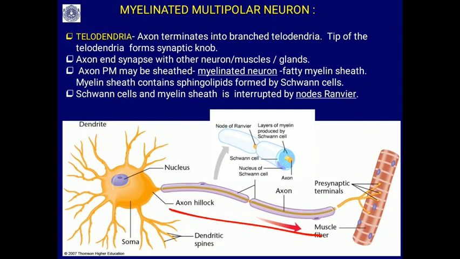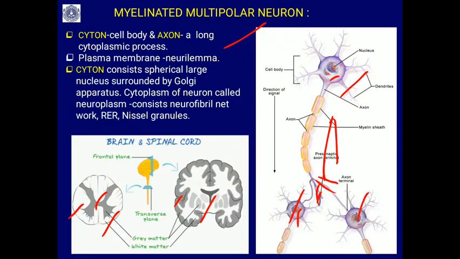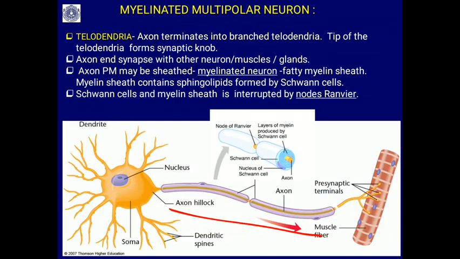The axon end is either connected to another neuron like this here, or else to the muscles. Here this is connected to the muscle. This is a motor neuron, connected to the muscle, or else to a gland. So this axon terminates into the branched telodendria. The tip of the telodendria is called the synaptic knob, which connects with the muscle or another neuron or gland.